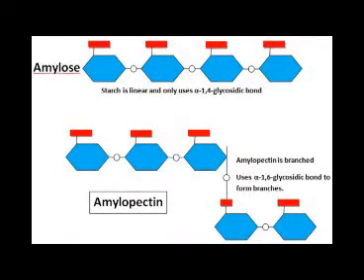Shown here is a simple diagram highlighting the differences between amylose and amylopectin. As you can notice, amylose is linear. It uses an alpha-1,4 glycosidic bond. Amylopectin, on the other hand, is linear and has the addition of branches. The linear portion of amylopectin uses the alpha-1,4 glycosidic bond, just like amylose. However, the branches are created when alpha-1,6 glycosidic bonds are used.